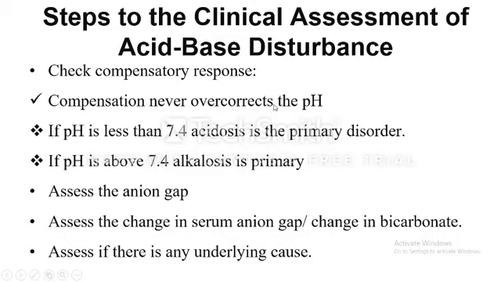Compensation never overcorrects the pH, meaning the body compensation that we just discussed can never overcome the pH disturbance. If pH is less than 7.4, acidosis is the primary disorder. If the pH is above 7.4, alkalosis is the primary disorder. Then we assess the anion gap. We will see in detail what the anion gap is. Assess the change in serum anion gap over the change in bicarbonate, so we check this ratio. Then we assess if there is any underlying cause for this acid-base disturbance, so that we can remove that cause.